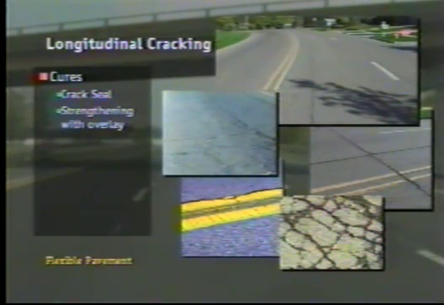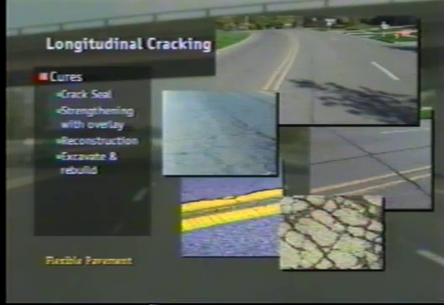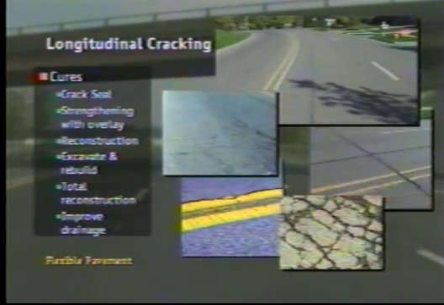Multiple cracks in the wheel path indicate a need for strengthening with an overlay or reconstruction. To fix alligator cracks, you generally need to excavate and rebuild base and surface for localized areas. Total reconstruction is required for large areas. You also need to improve drainage.